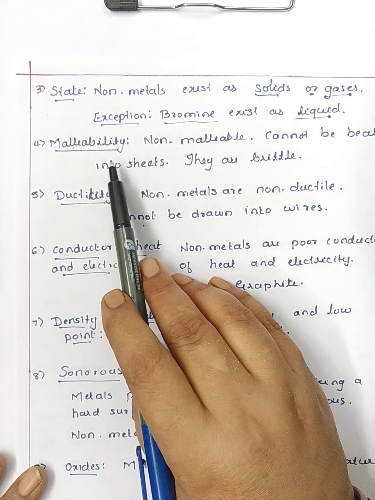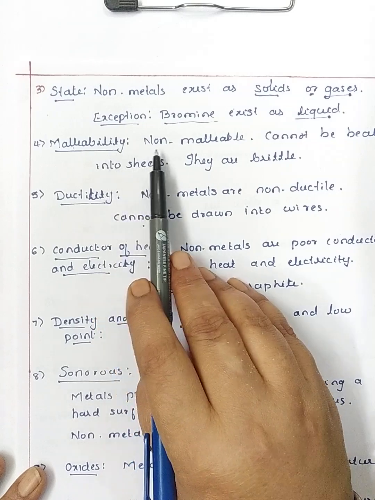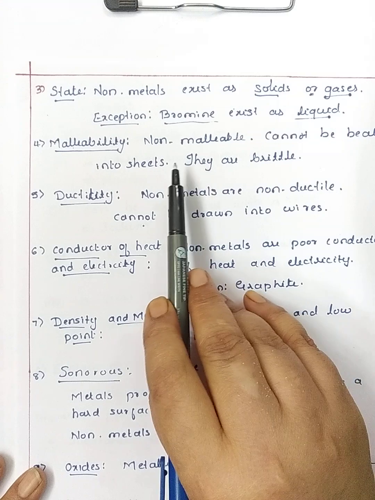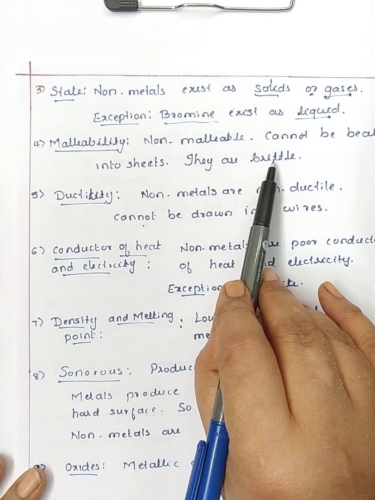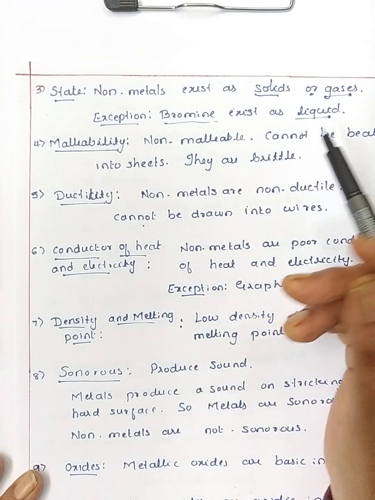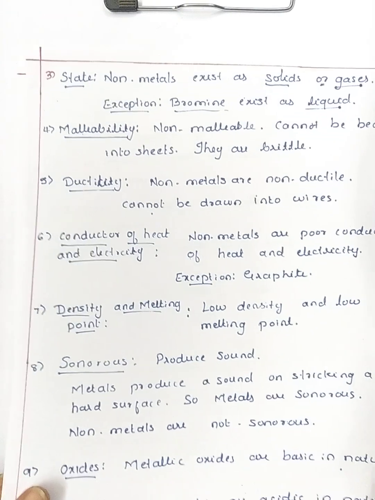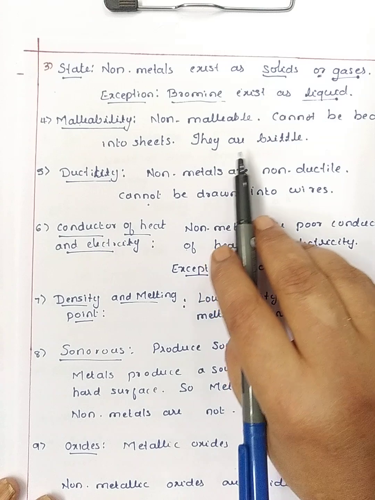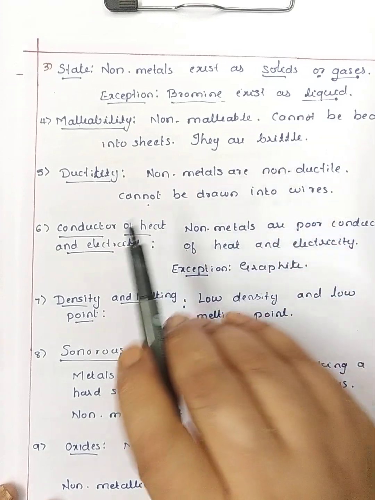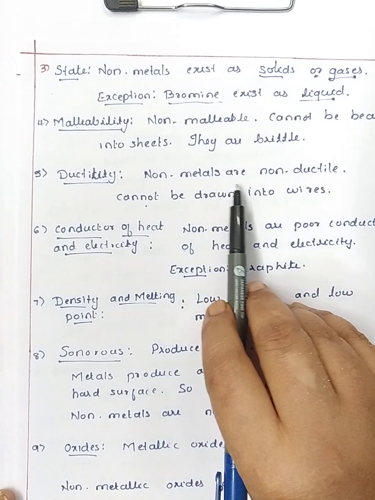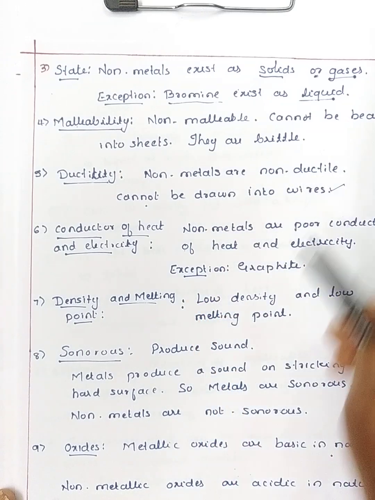Next, malleable. Non-malleable, they cannot be beaten into sheets. So these are brittle in nature. Brittle means we can easily break them. Like biscuits, chocolates, how do you break? They are brittle in nature. They can be easily breakable. Next one is ductility. Non-metals are non-ductile, meaning they cannot be drawn into wires.